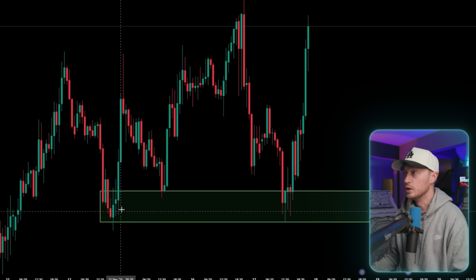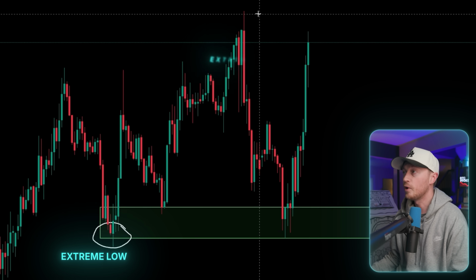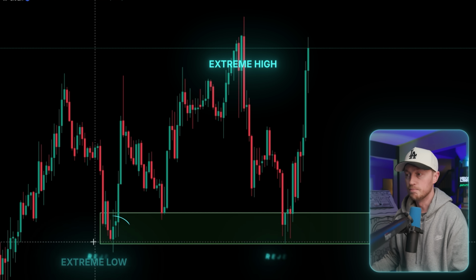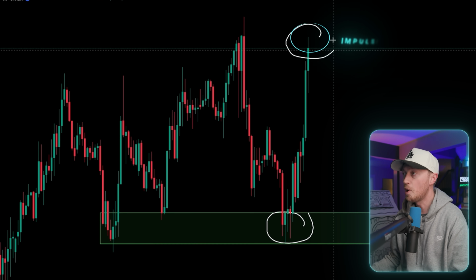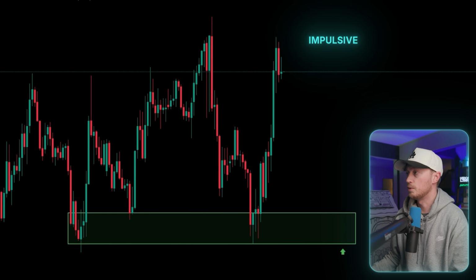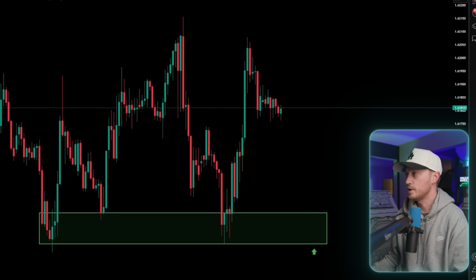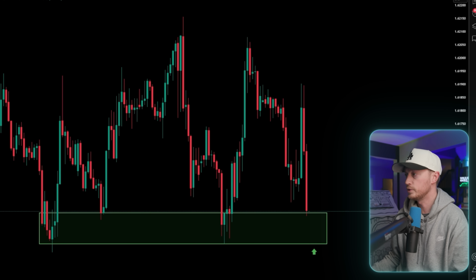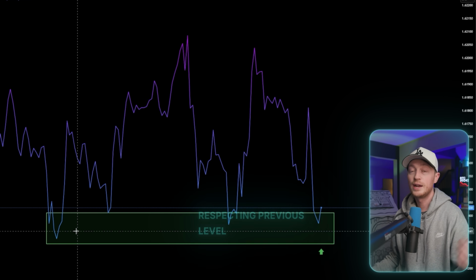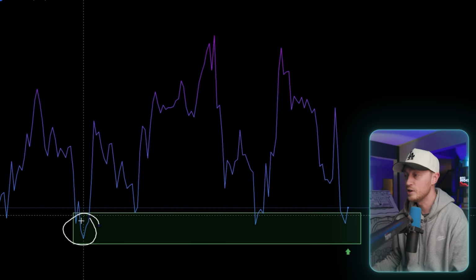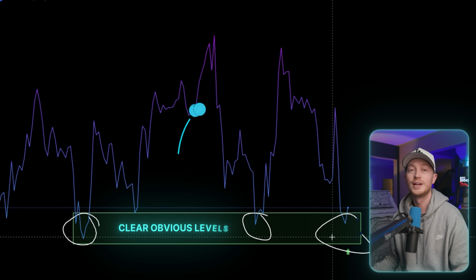So as you can see, we have our extreme low, we have our extreme high, check. We've got multiple rejections, check. The last move here was impulsive, check. As price comes down to our level of interest, our point of interest right here, we are respecting previous levels, check. And if we go to the line chart right here, we have clear, obvious levels, check.